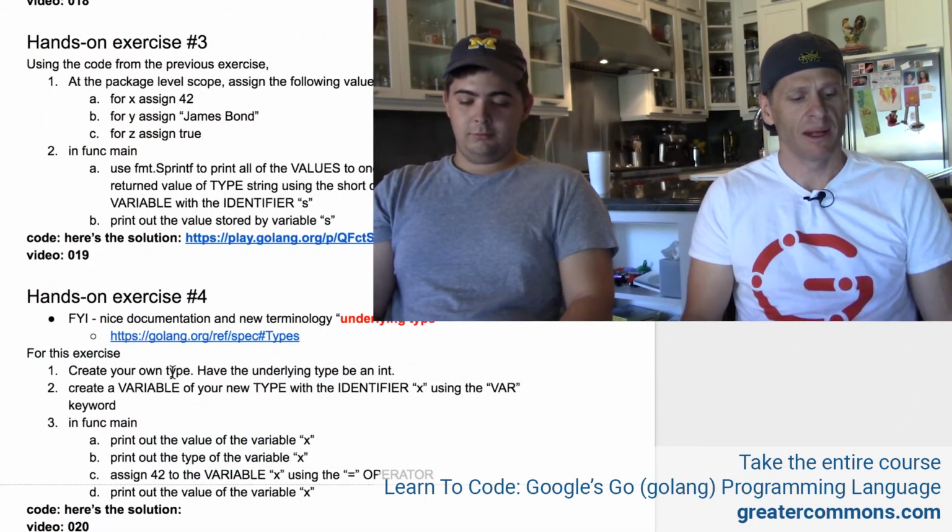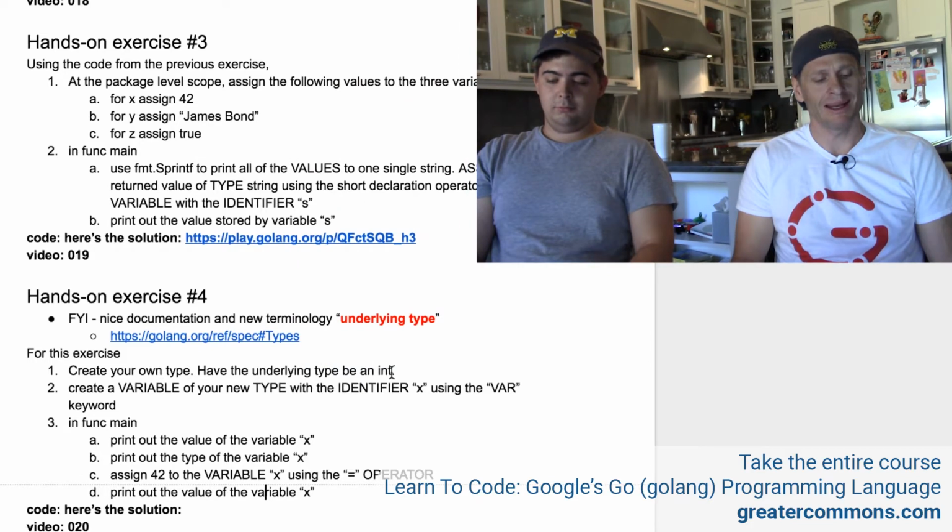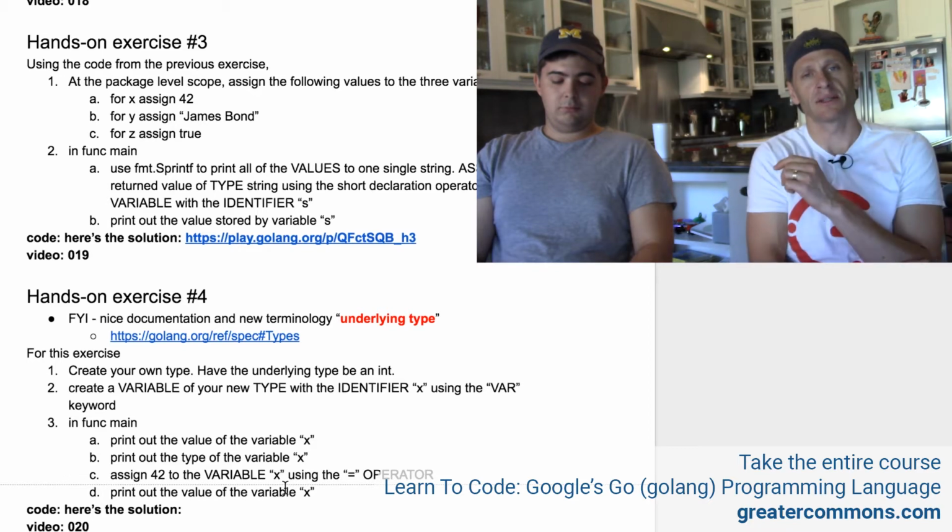So for this exercise, create your own type, have the underlying type be an int. Create a variable of your new type with the identifier x using the var keyword. In func main, print out the value of the variable x, print out the type of variable x, and assign 42 to the variable x using the equal operator. Print out the type of variable x, and then print out the value of the variable x. So that's what you're gonna do in this hands-on exercise.